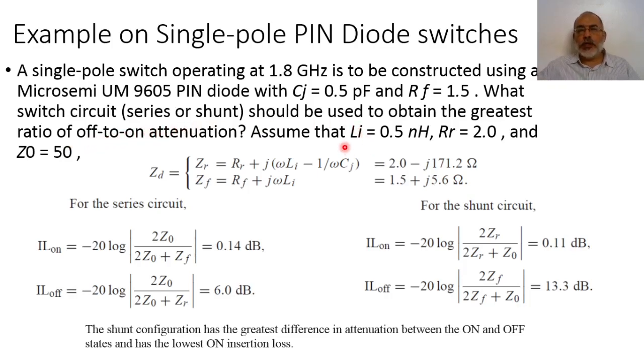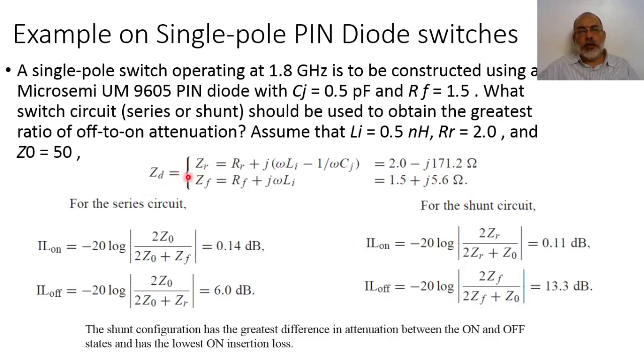Assume that the parasitic inductance Li is 0.5 nanohenry, the reverse resistance is 2 ohms, and the characteristic impedance of the system is 50 ohms. At the beginning, we start by calculating the impedance of the diode for both the forward and the reverse biasing.